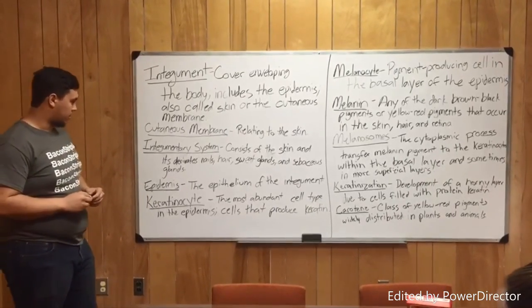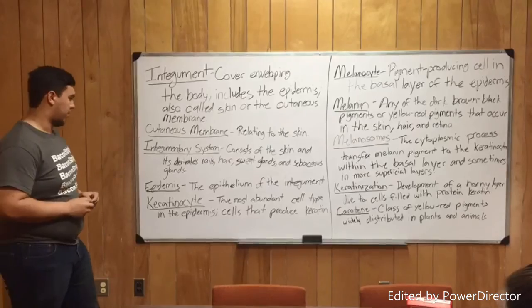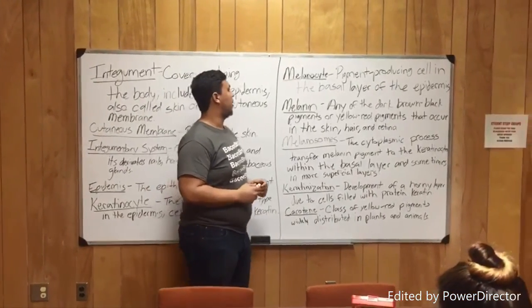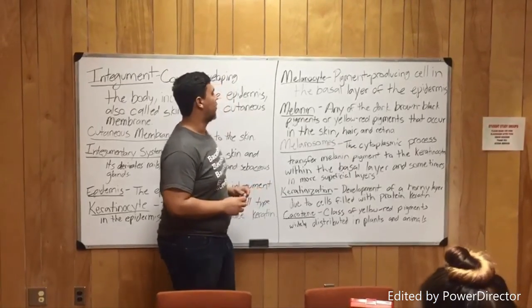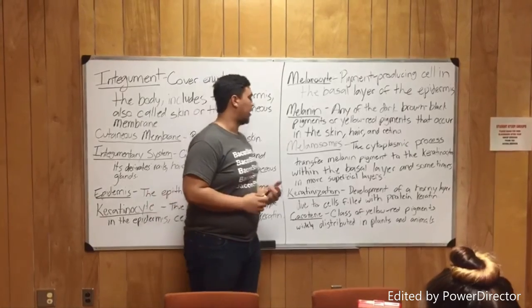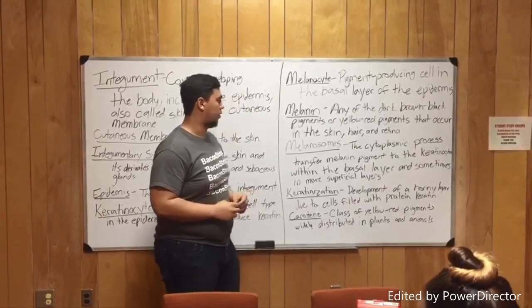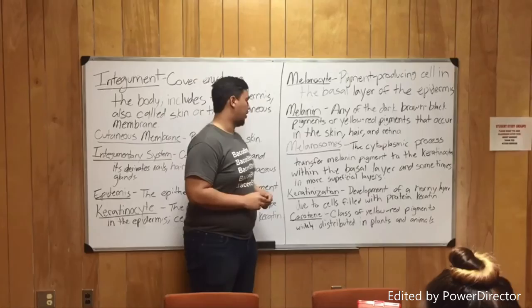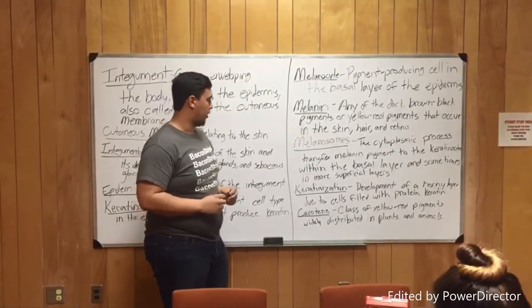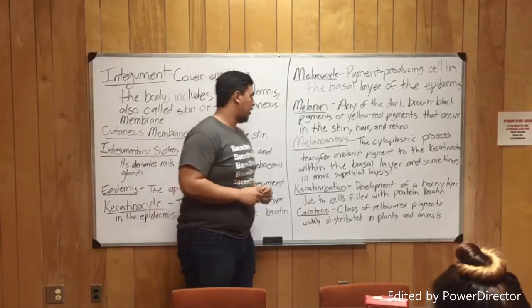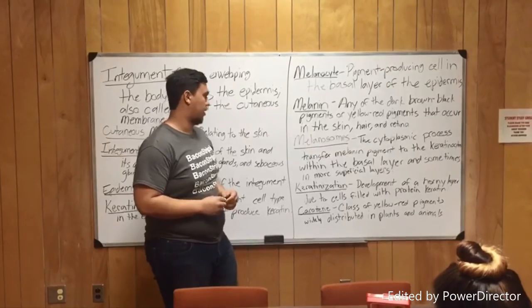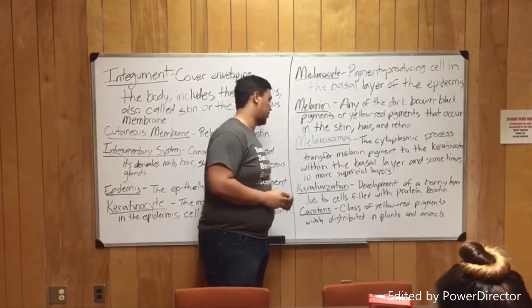Keratinocyte is the most abundant cell type in the epidermis, cells that produce keratin. The melanocyte is a pigment-producing cell in the basal layer of the epidermis. Melanin is any of the dark brown, black pigments or the yellow-red pigments that occur in the skin, hair, and retina. Melanosomes are the cytoplasmic processes that transfer melanin pigment to the keratinocytes within the basal layer and sometimes in more of the superficial layer.